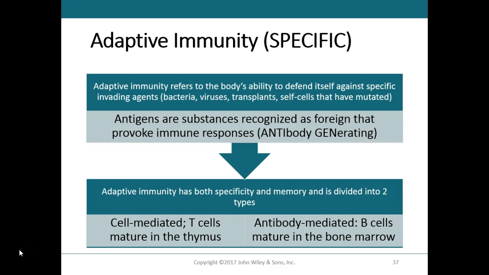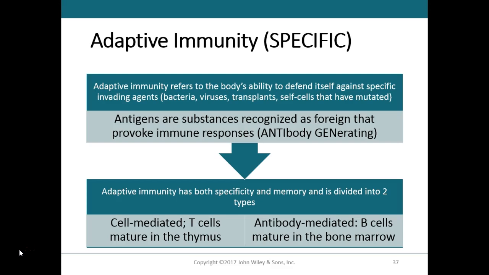Both types are triggered by antigens. In cell-mediated immunity, cytotoxic T cells directly attack invading antigens. In antibody-mediated immunity, B cells are going to differentiate into plasma cells, and then those plasma cells are going to make and secrete specific proteins called antibodies. An antibody can bind to and inactivate a specific antigen.